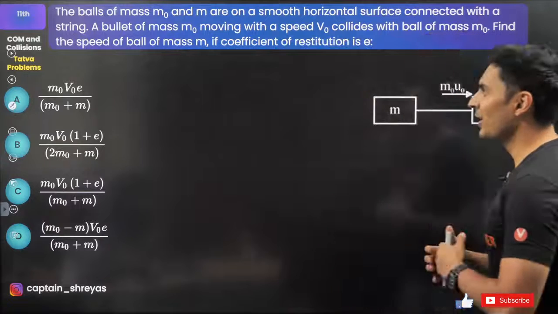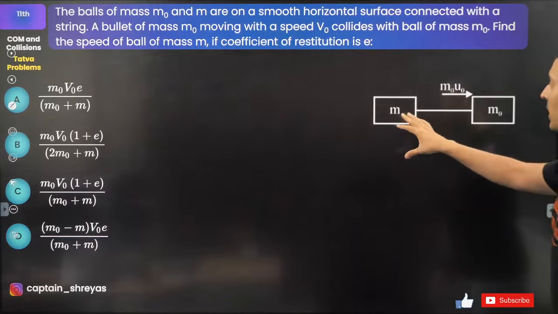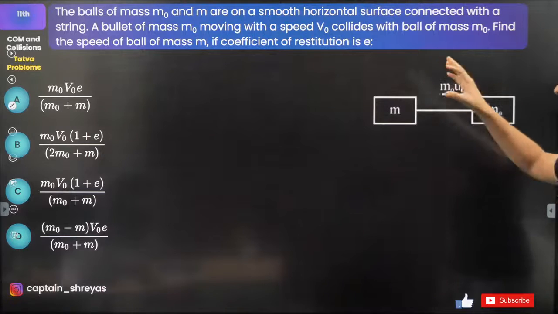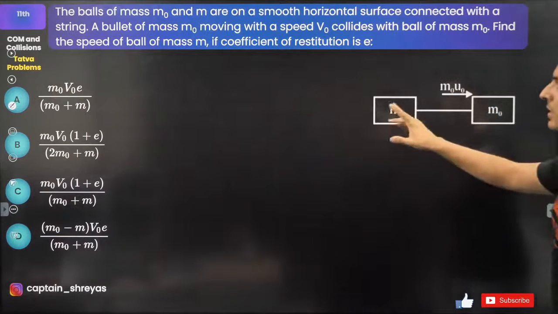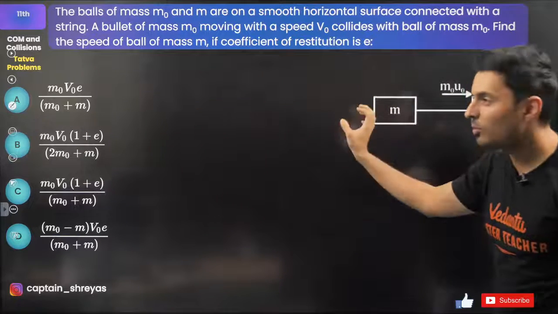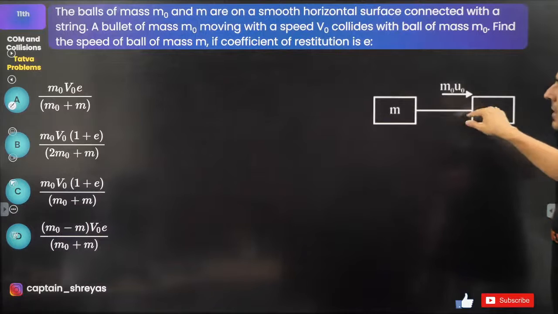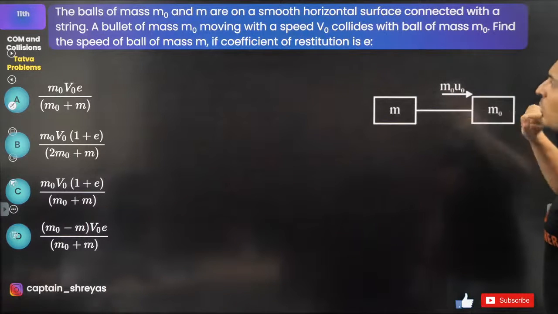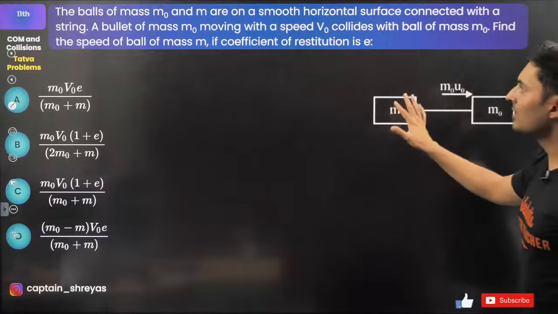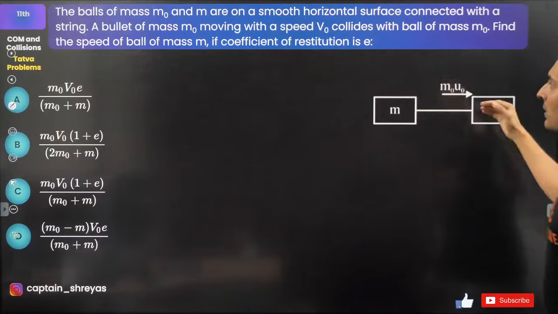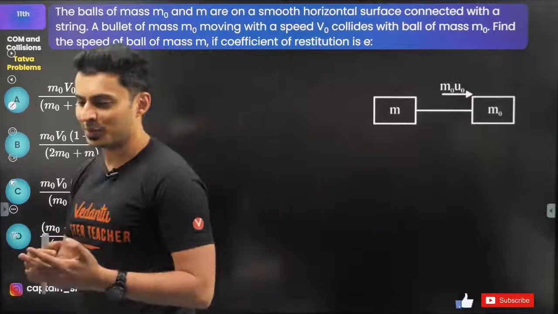Okay, so the balls of mass m0. This ball, actually, this should have been blocks, not balls. It's okay. The blocks of mass m0 and m are on a smooth surface. It's not ball. Read it as blocks. Blocks of mass m and m0 are on a smooth surface connected with a string. There is a bullet of mass m0 moving with some speed, collides with the mass m0. Find the speed of m after the collision if coefficient of restitution is given. Beautiful question. Let's try to do this.